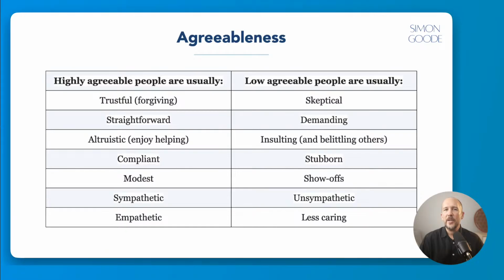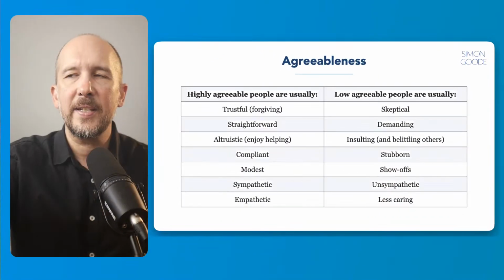They tend to be more altruistic. They find a sense of reward or fulfillment almost in helping others. They might be more compliant. They go with the flow. If their boss tells them to change something, they just do it. They tend to be more modest. They're not often looking for acclaim or public recognition. They might be more sympathetic and empathetic. So I suppose the two elements there is that they might experience the emotions of other people. That would be the sympathetic layer.